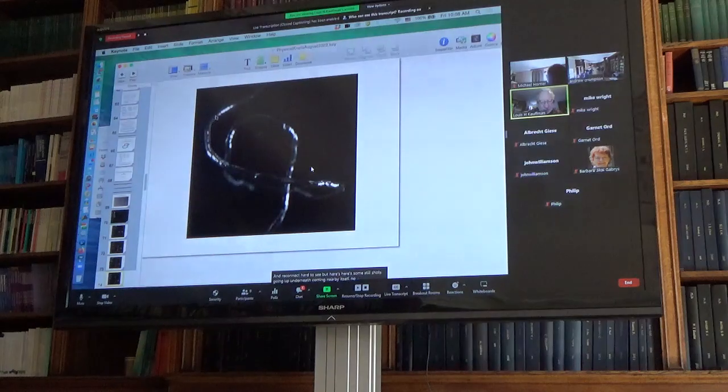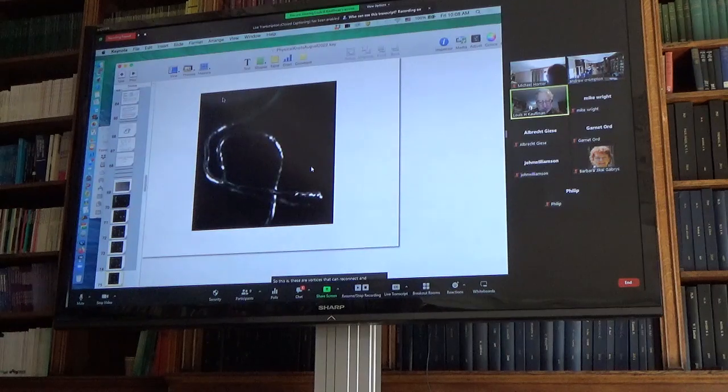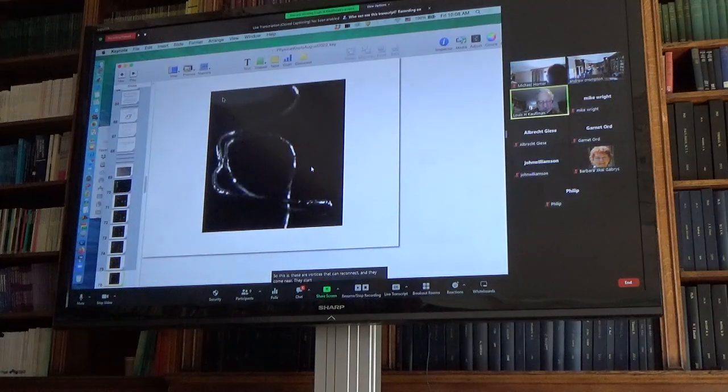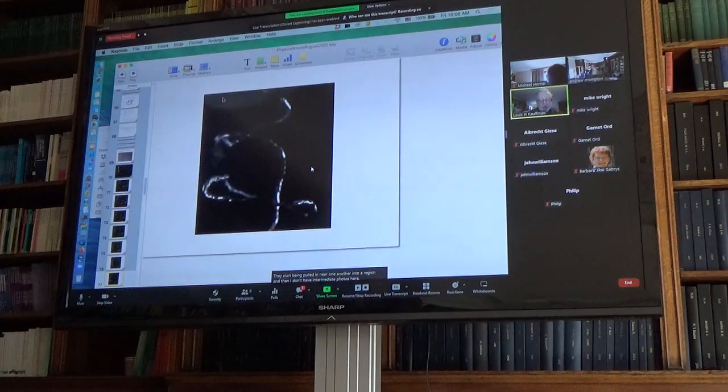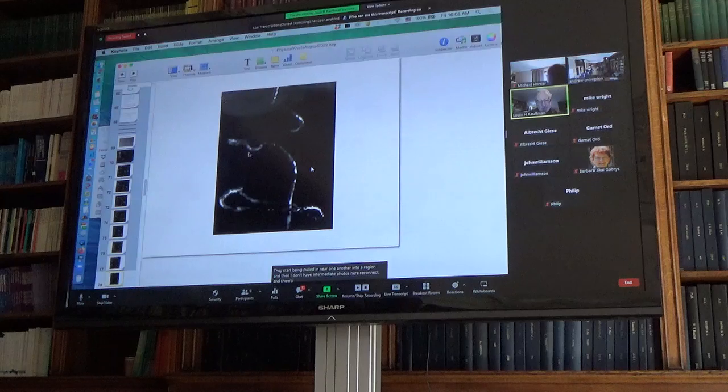And now you have to watch the directions. Going down, if we give it a direction, and then coming back around and going up, you see? So these are vortices that can reconnect. And they start being pulled in near one another into a region, and then I don't have intermediate photos here, reconnect. And there's the link as a result.